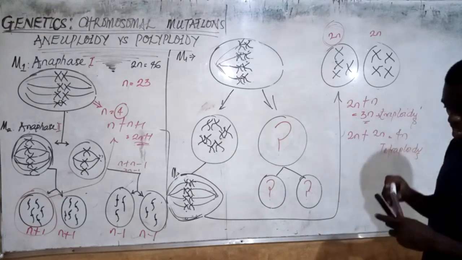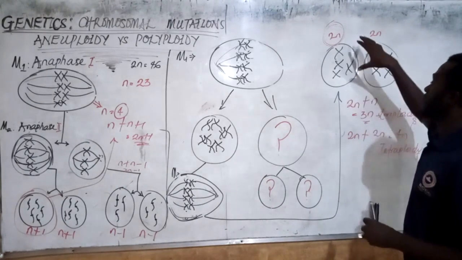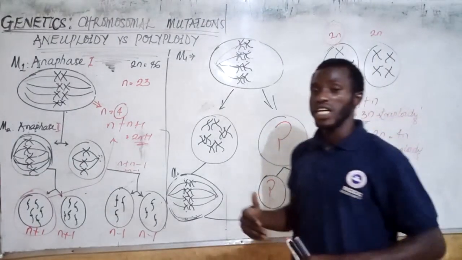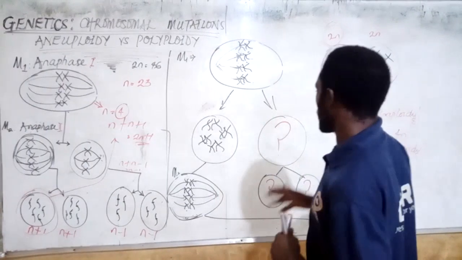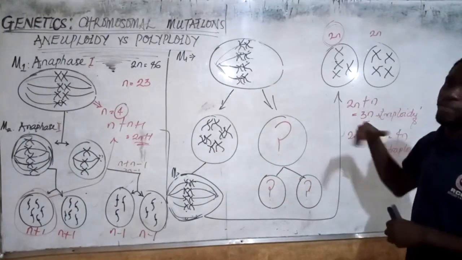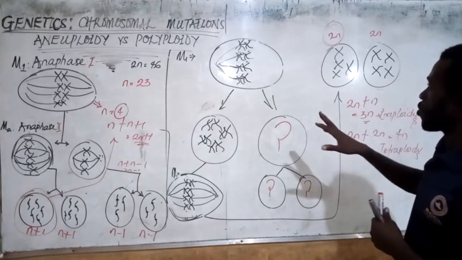And this would continue to propagate. Now it should be noted that in some organisms such as humans, triploid or tetraploid do not exist. The hybrid is non-viable and will not survive. The zygote formed will not survive. But it's common in plants.